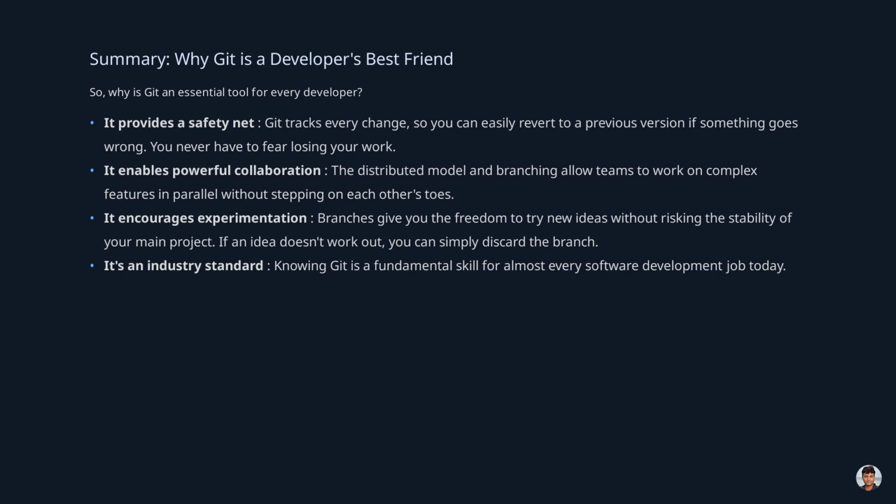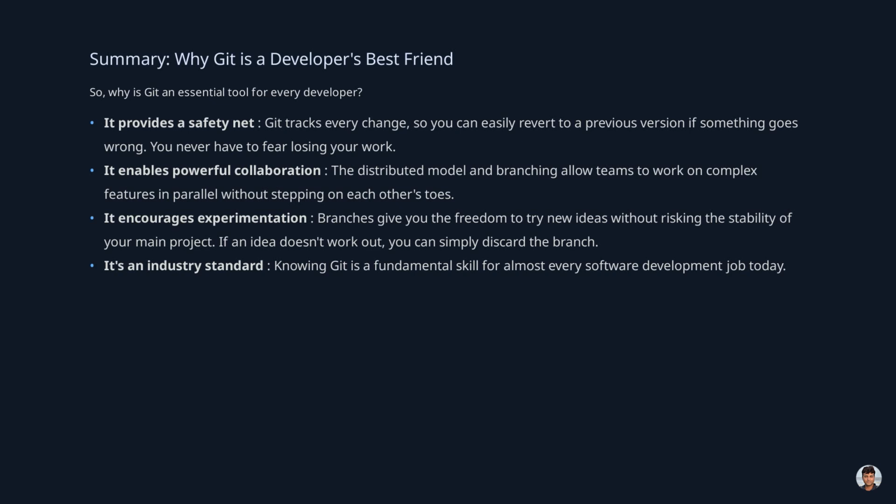So let's quickly summarize why Git is a developer's best friend. First, it acts as a complete safety net for your project. You have the entire history of every change, so you can go back in time whenever you need to. Second, it makes collaboration incredibly powerful and efficient. Teams can work on different features at the same time without interfering with each other's progress.